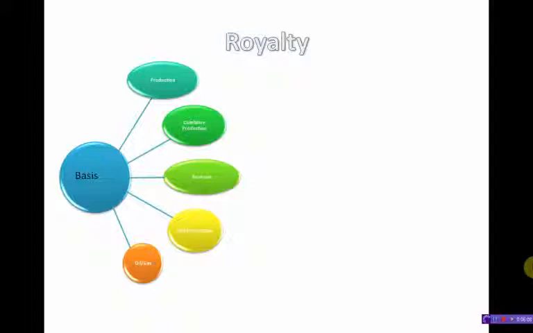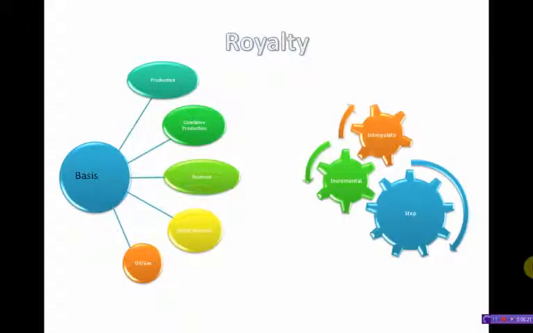Another aspect of royalty calculation is the royalty rate mechanism. Most of the time, royalty rate mechanisms are based either on incremental scales or step function or interpolate function. At the very high level, when I say royalty rate is based on your step function, that means your royalty rate will be applied to the total volume of the oil or total revenue of the oil, whereas in incremental case you will have different royalty rates for different tranches of revenue or different tranches of production.